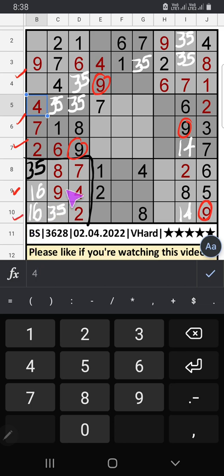And 10th row we have 9. So 9 can't come in these cells. The 9 is confirmed here.